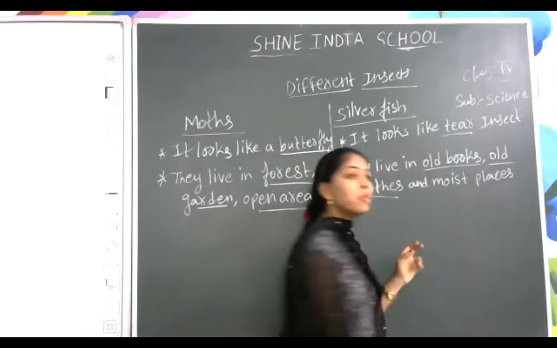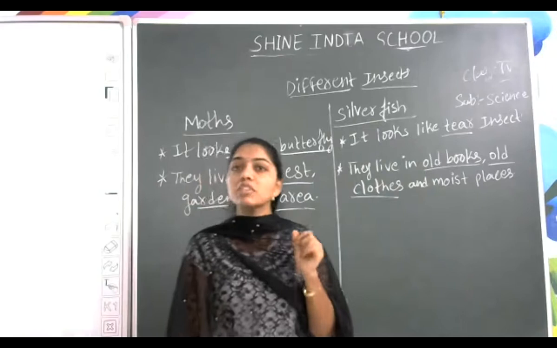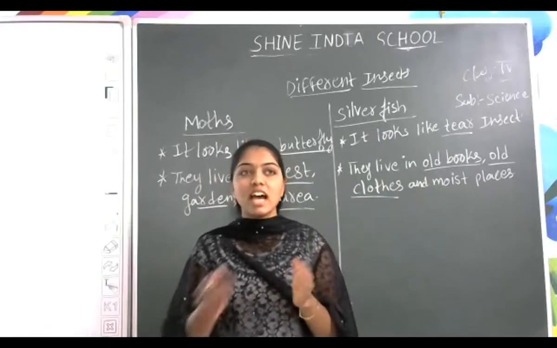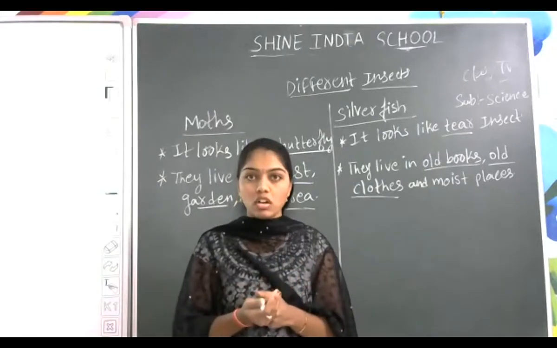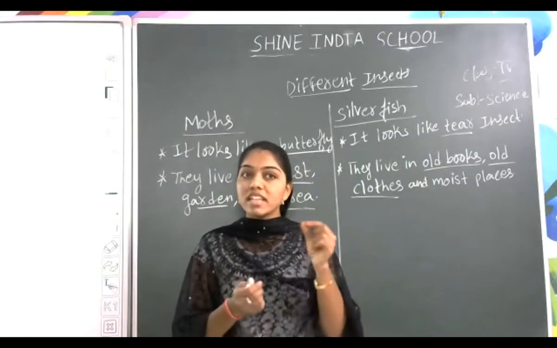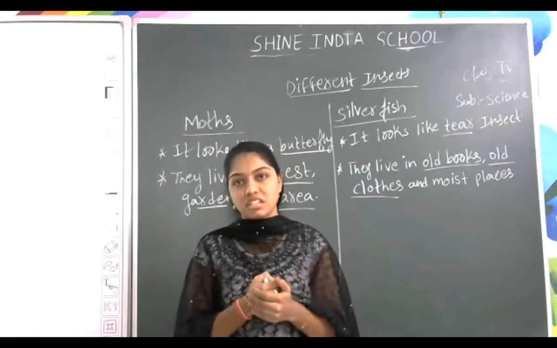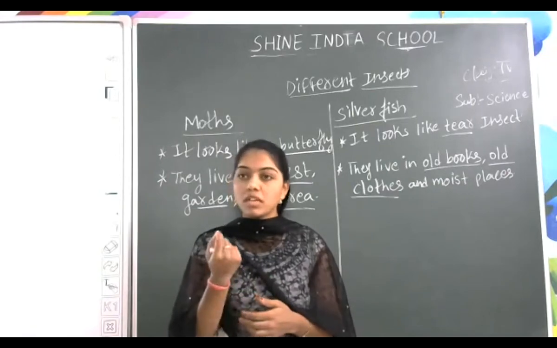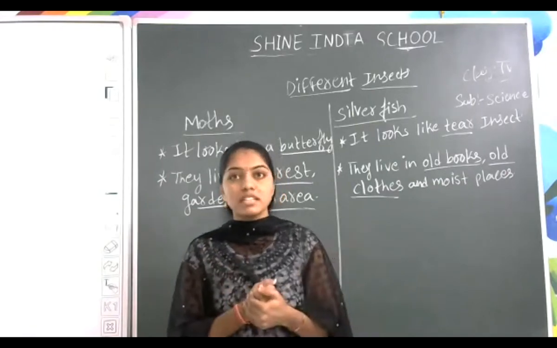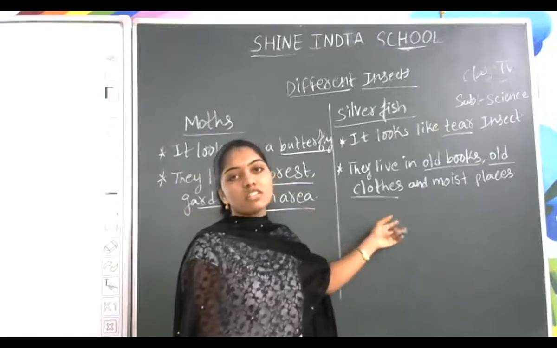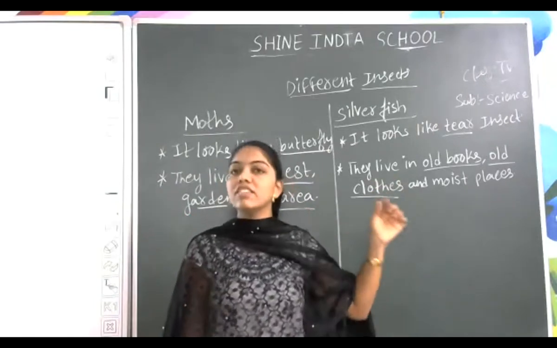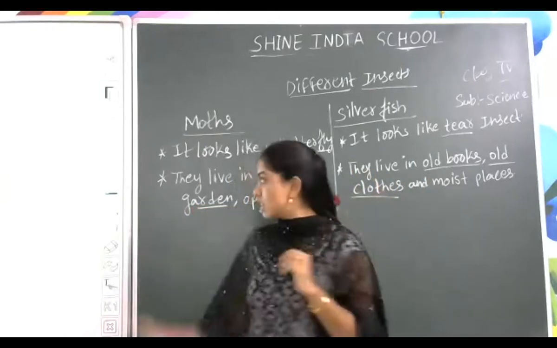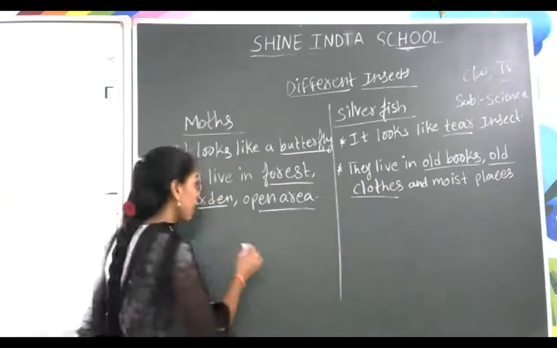And next, in the moist places. What is the meaning of moist places? Suppose our house has some water area near the wall or near the tap. We can see some white color structures coming out mostly from the wall. You can see them from the bones also. It looks like a moist place. Silverfish also live in moist places. Mostly they live in old woods. Next, we are going to see about their food.